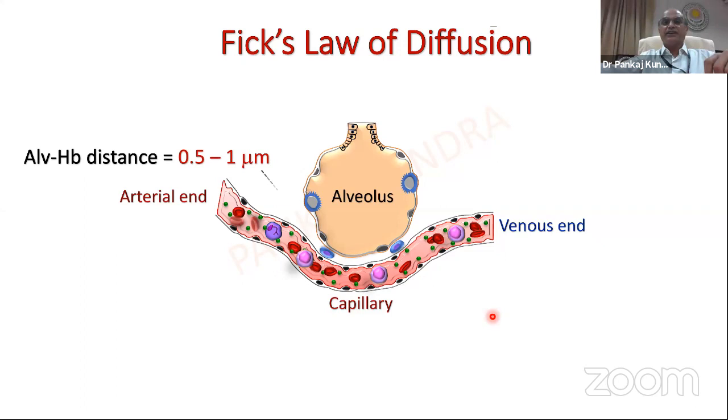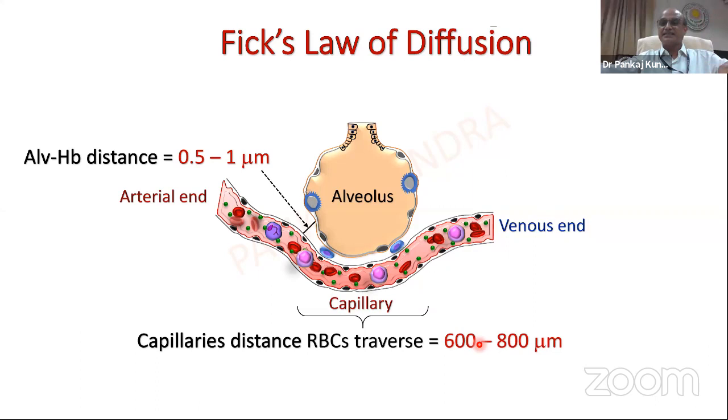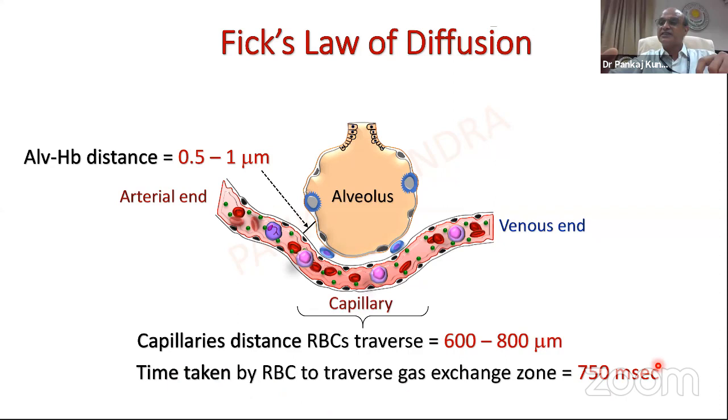This is the capillary. Now, why do we have to take this figure? The alveolar hemoglobin distance is about 0.5 to 1 micrometers. That's the distance between the alveolus and the lung capillary. Now, these RBCs have to traverse through this aerating zone of about 600 to 800 microns. That's the distance which they have to travel. And the distance between the alveolus and the capillary is about 1 micron. Now, the total time taken is about 750 milliseconds for the RBCs to traverse this 600 to 800 micrometer distance.